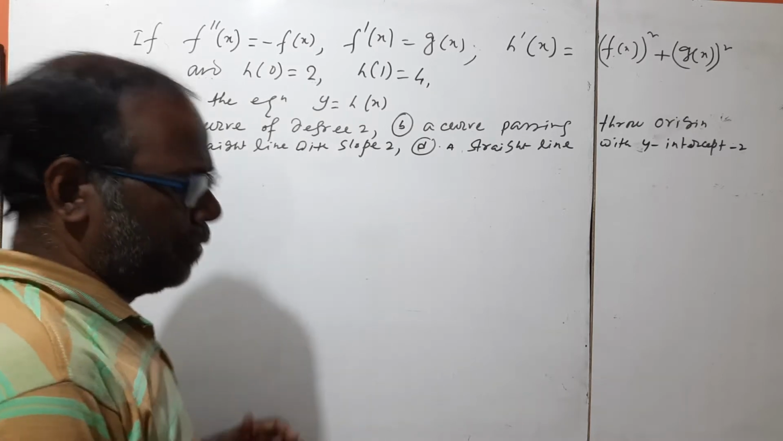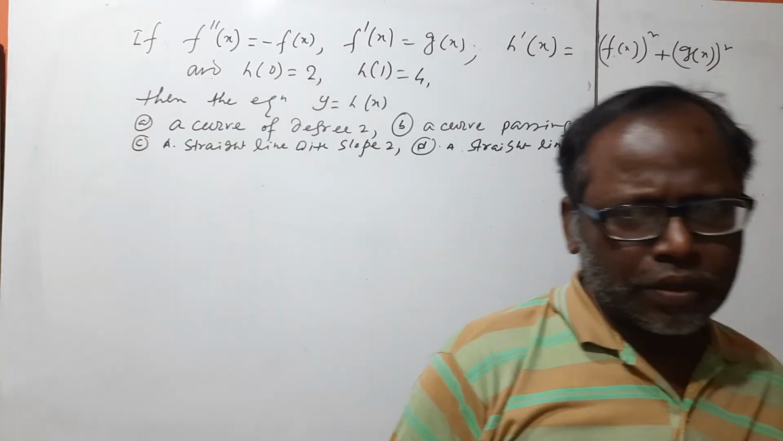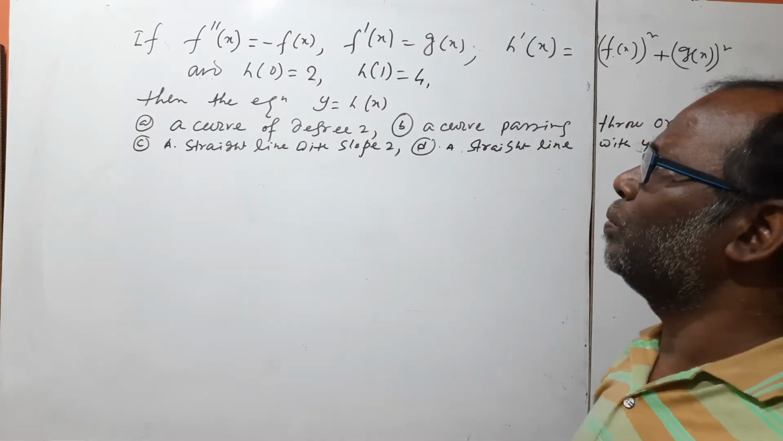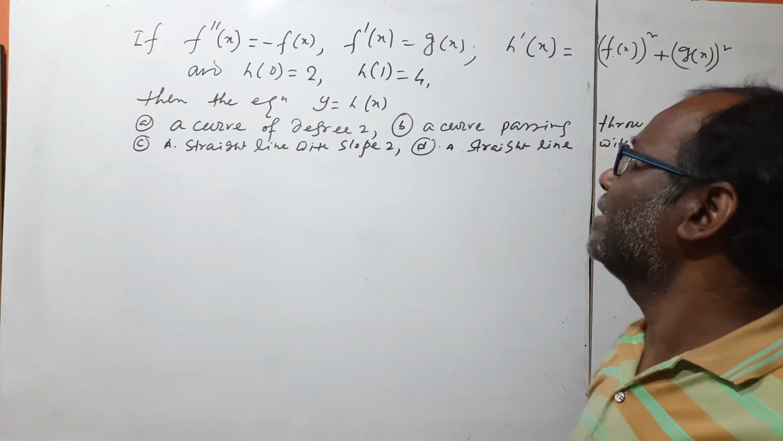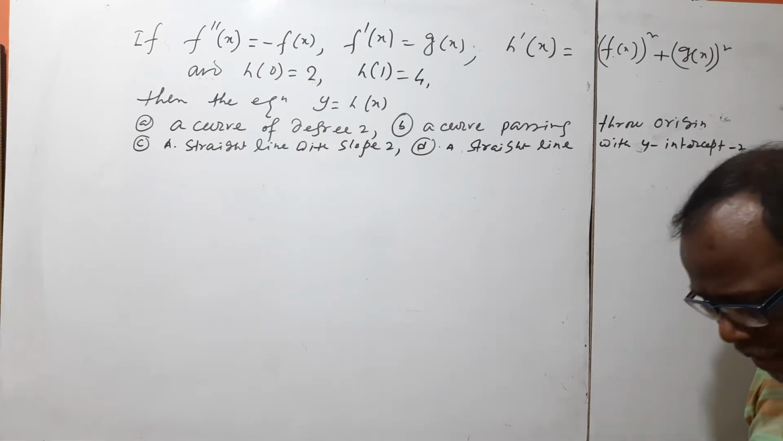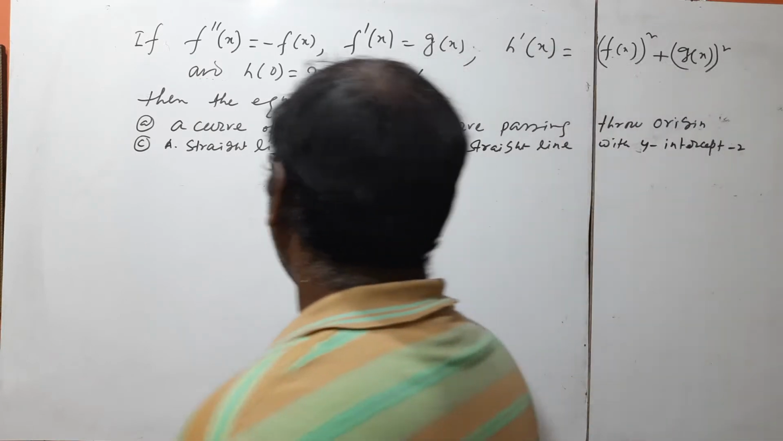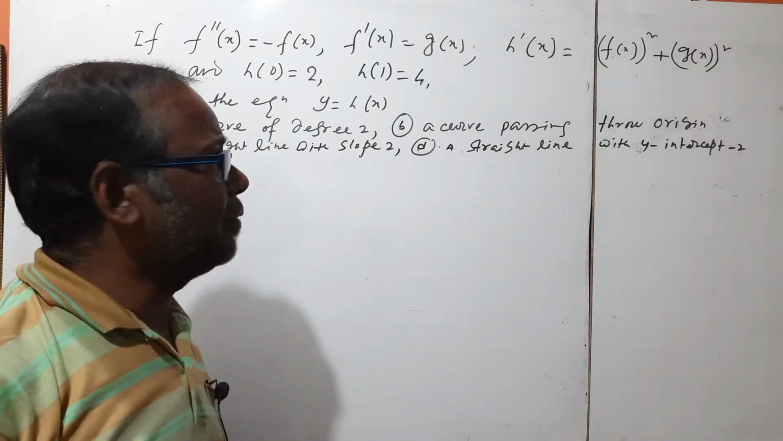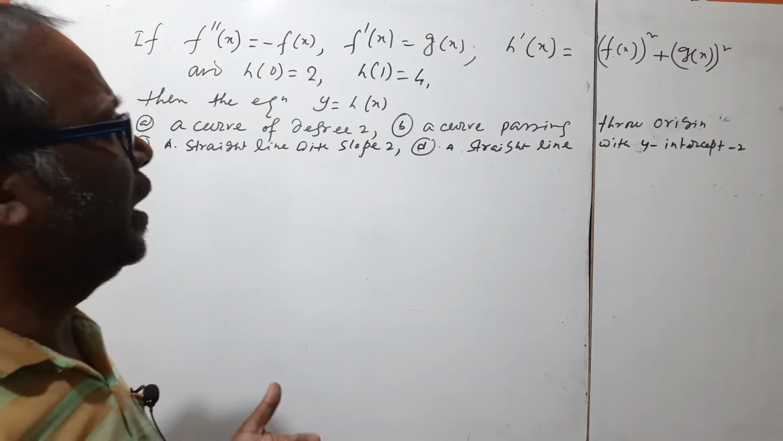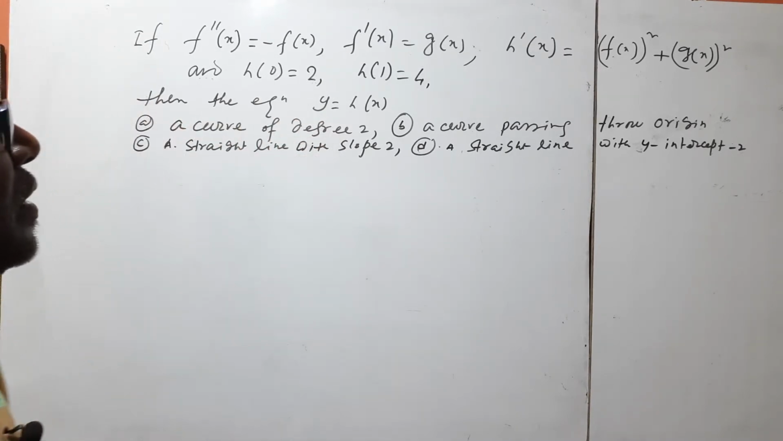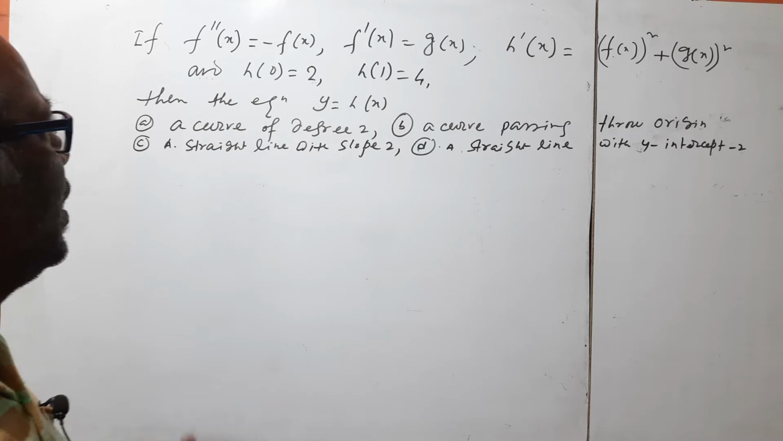Here is a problem of differential equation. It is given that f double dash x is equal to minus f of x, and f dash is equal to g of x. Another function is given, h dash is equal to f of x whole square plus g of x whole square, and it is also given that h of 0, when x is 0, is 2, and the value of the function h at the point x equal to 1 is 4. Now the question is to find the solution of y equal to h of x.